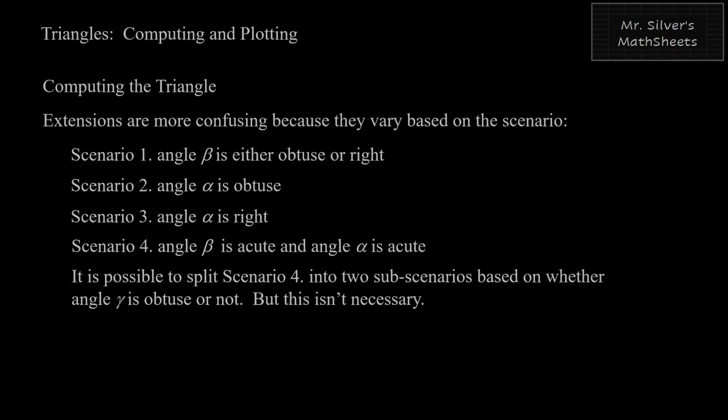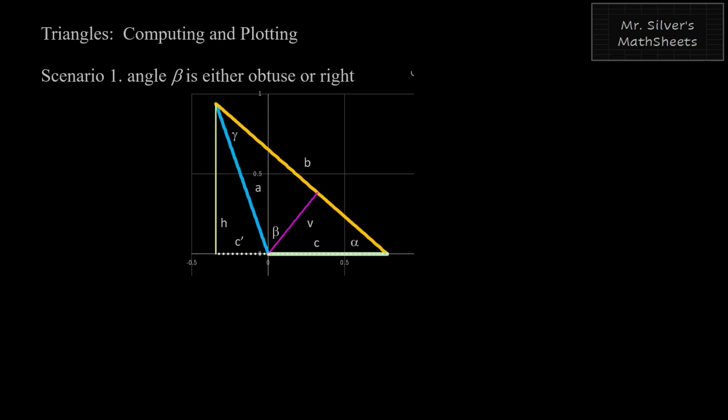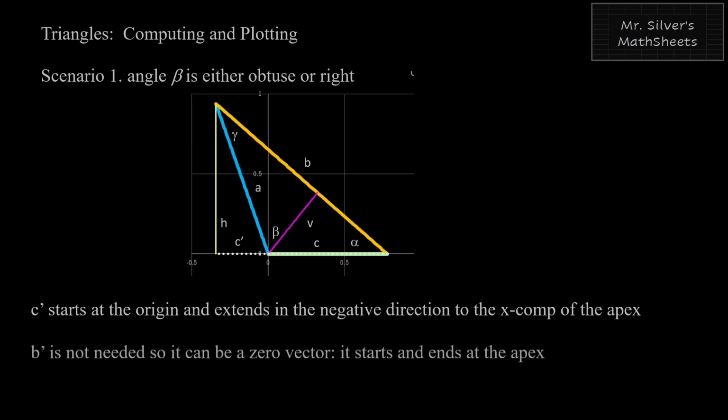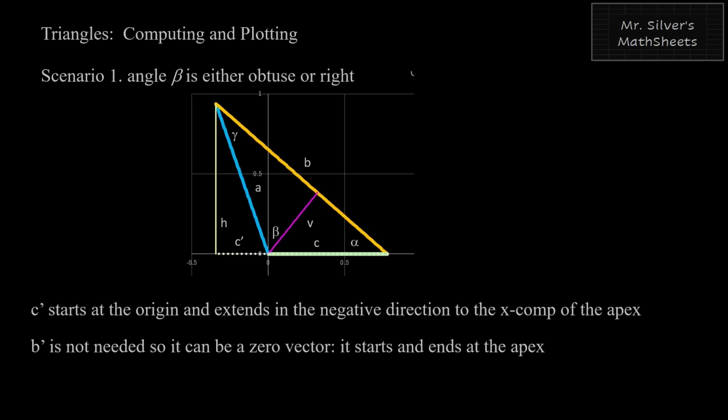So let's look at the scenarios in detail and see how you could compute the extension. So this is scenario 1. We have an extension C prime that goes off to the left because H is in the negative region. And then we have no extension for B. So there's no necessity to extend anything, so it'll be a zero vector. It starts and ends at the apex.